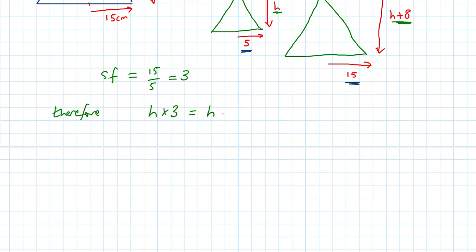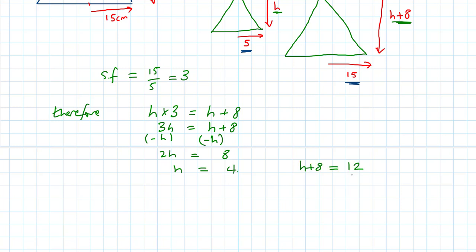Now if you match up the corresponding sides for h, so h times 3 must be h plus 8. Therefore, h times 3 is 3h, that equals h plus 8. Solving this linear equation, subtract h from both sides, divide by 2, we find h to be 4, and then by adding on 8 to it, we find h plus 8 is 12.